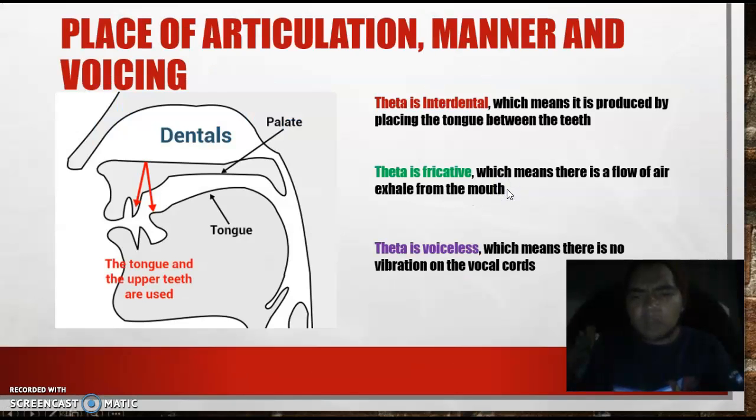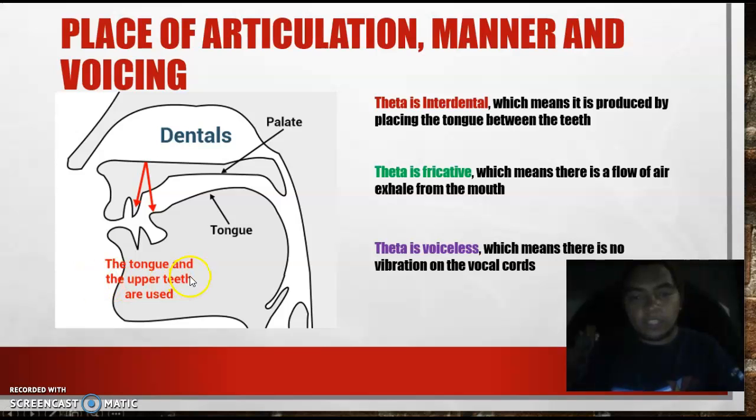Seeing a little more about how to produce the sound, we're going to see the place of articulation. So theta is interdental or dental. This means that it's produced by placing the thumb between your teeth. Overall, we're going to use the upper teeth and the thumb.